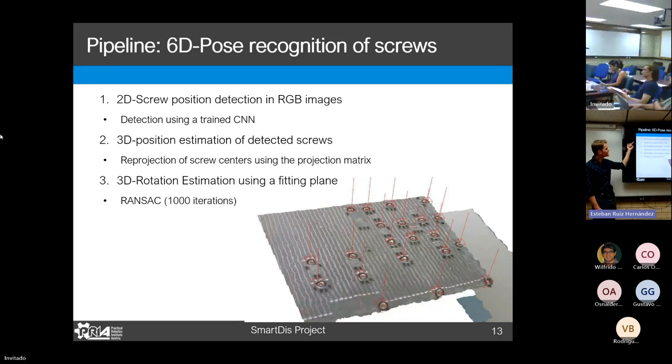And we're using a pipeline using 2D screw position detection of RGB images. We're having an RGBD sensor, and we're using only the RGB images using a CNN to detect the screws. And then we do 3D pose estimation of the screws, reproject the 2D positions into 3D space using the projection matrix, and then we do the rotation estimation using a fitting plane, since our objects are quite flat. So this is an assumption we use in this use case.